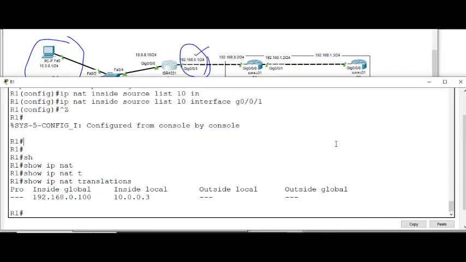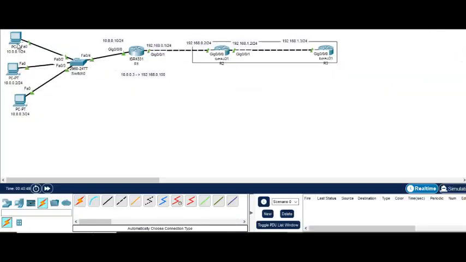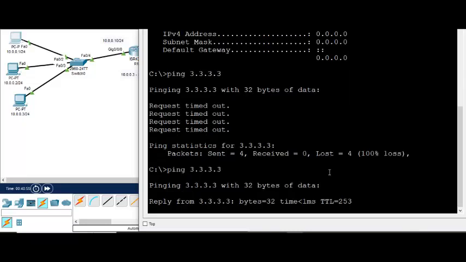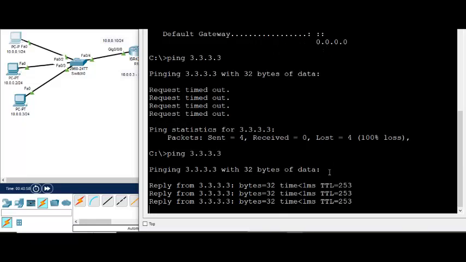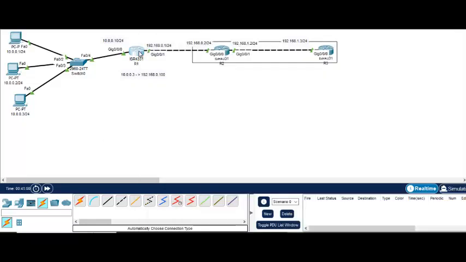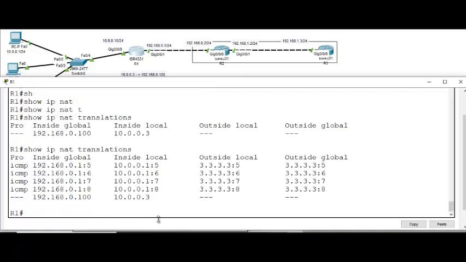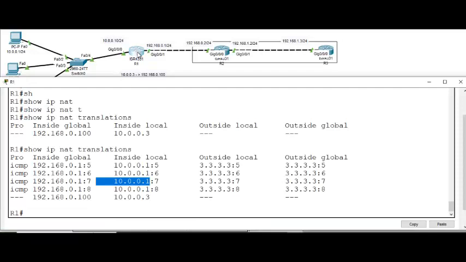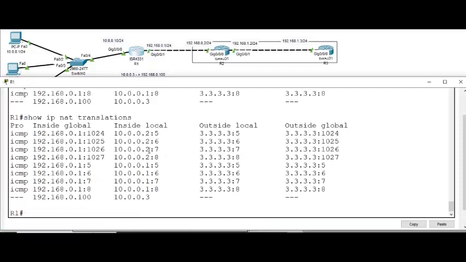Now, if I ping from the other computer, you see, to the other computer, this address is given. But if both try to use it at the same time, then there will be some delay. To avoid that, we want to consider the port number. By default, it is not considering the port number. See, this is what is called dynamic NAT. What we have right now is dynamic NAT.